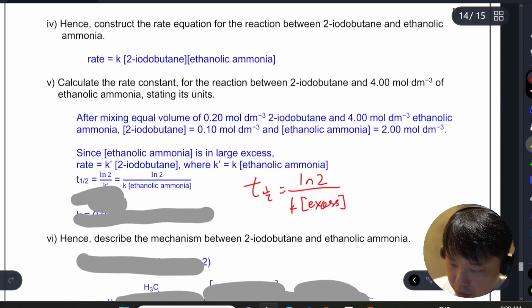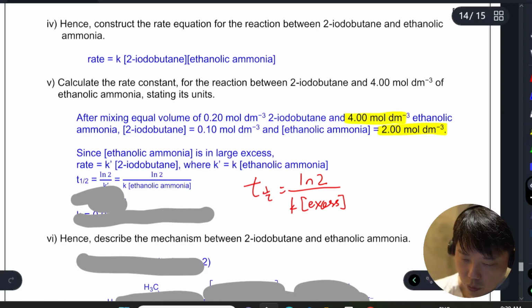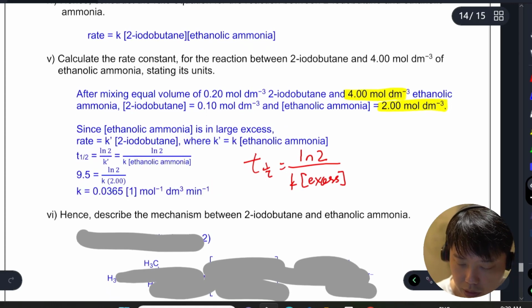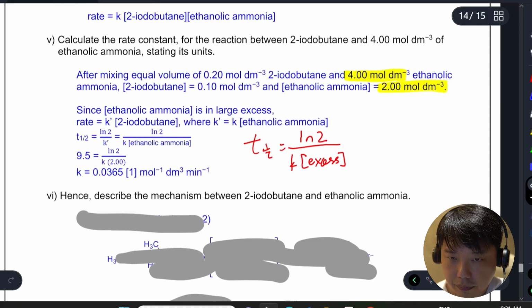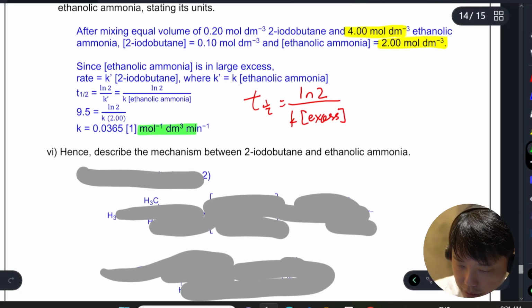And we need to remember, the one that is in excess, you have to use the concentration after mixing, because remember earlier on we said that mixing is equal volumes. When you mix equal volumes, concentration is halved. So from 4 mole per dm cube, it goes to 2 moles per dm cube. So we substitute that in with the half-life that we got earlier on, we are able to calculate k. Okay, do not forget about the units here.